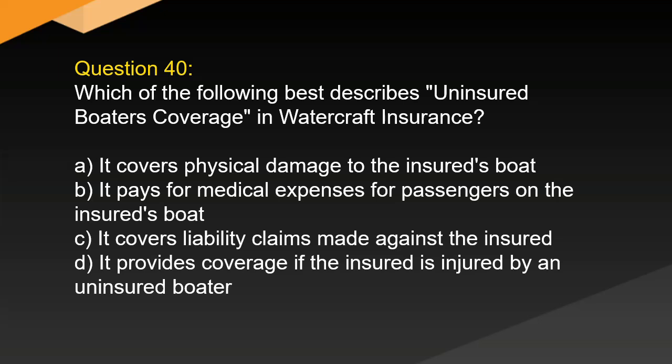Question 40. Which of the following best describes uninsured boater's coverage in watercraft insurance? A. It covers physical damage to the insured's boat. B. It pays for medical expenses for passengers on the insured's boat. C. It covers liability claims made against the insured. D. It provides coverage if the insured is injured by an uninsured boater.